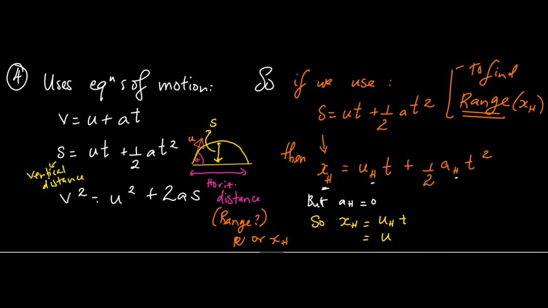Our horizontal displacement or horizontal distance is actually our horizontal component of velocity, which of course we mentioned was u cos theta at the very beginning, times time. This is our equation for range, or that horizontal distance from the start to the finish of the movement of this object or trajectory.